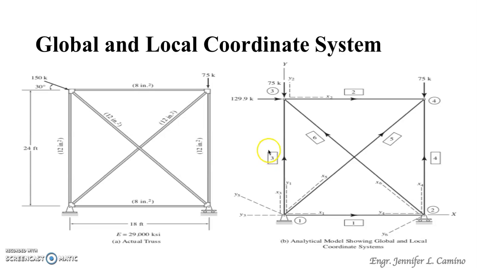So basically, we have now identified what is a global coordinate system and what is a local coordinate system. So next to this is the degrees of freedom.